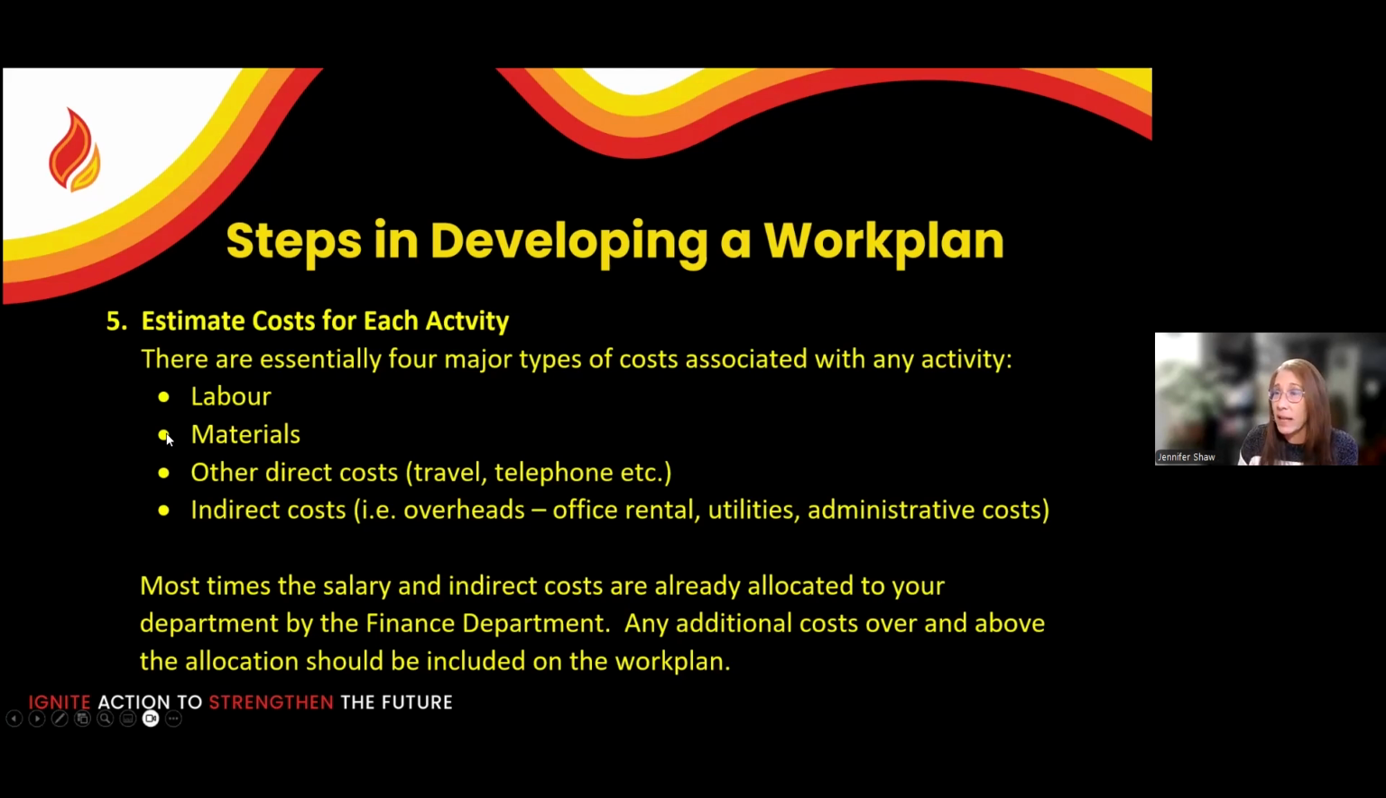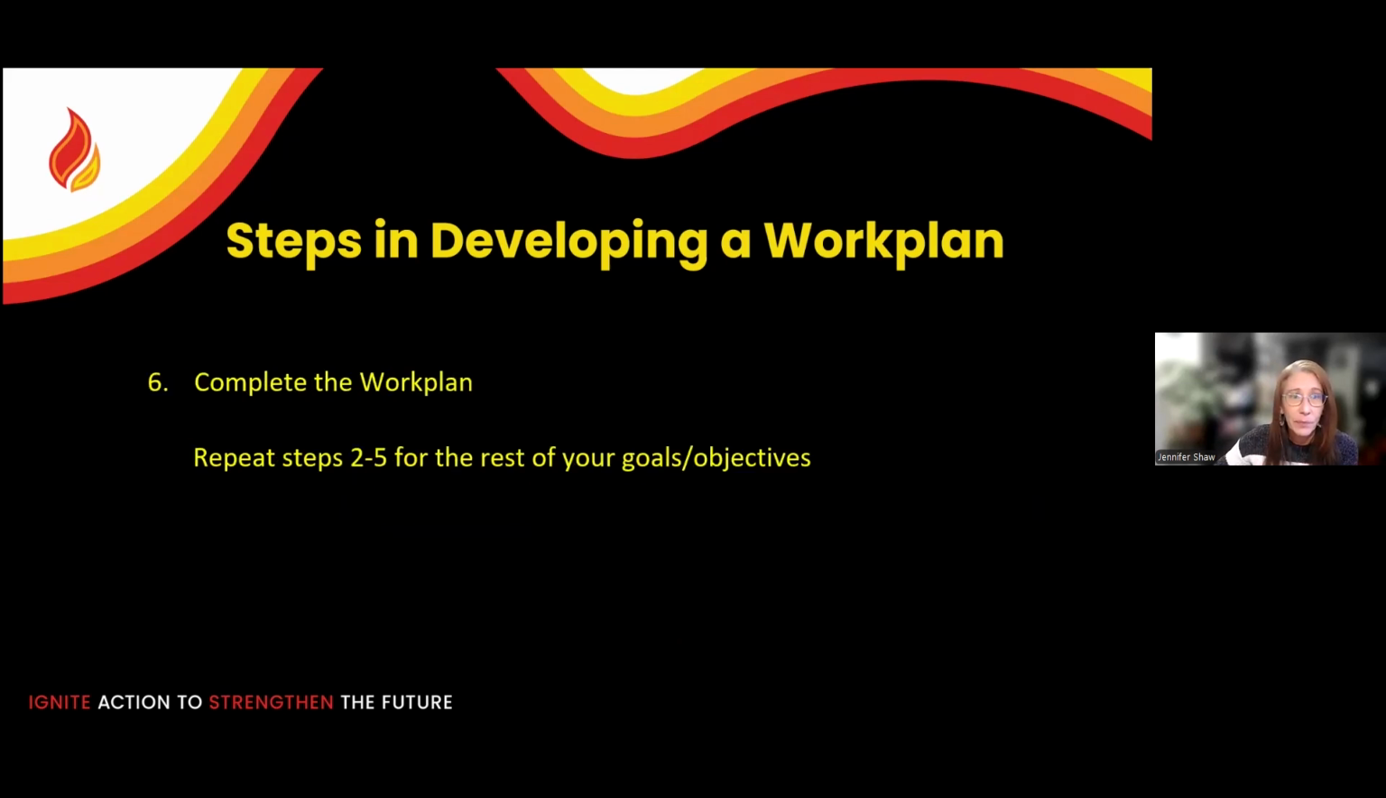Most times the salary and the indirect costs are already allocated to your department by finance. So any additional costs over and above these allocations should be included on your work plan. And we'll show you a little example later on. Number six, you complete the work plan, which is basically just repeating steps 2 to 5 for the rest of your goals and objectives.